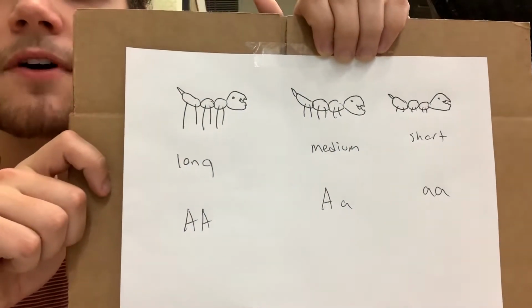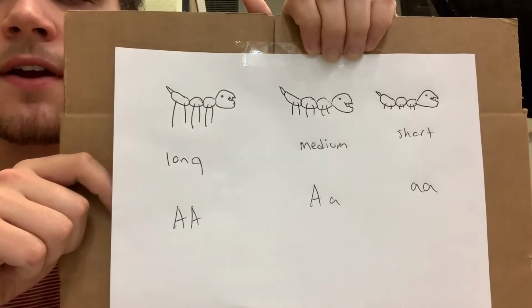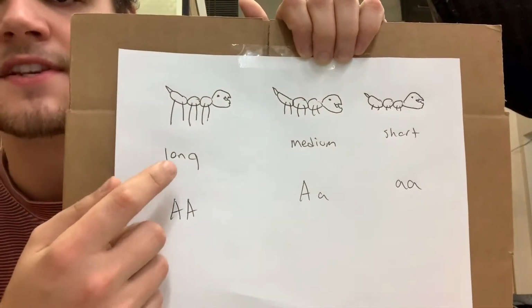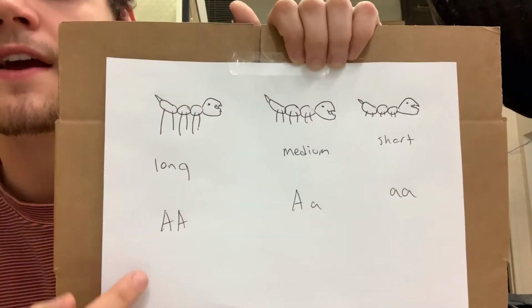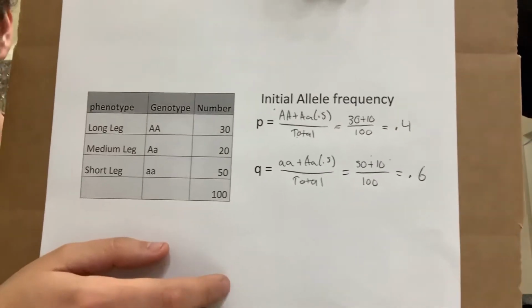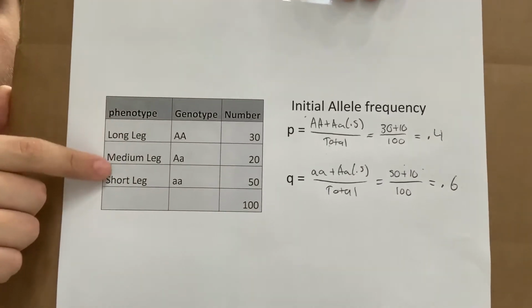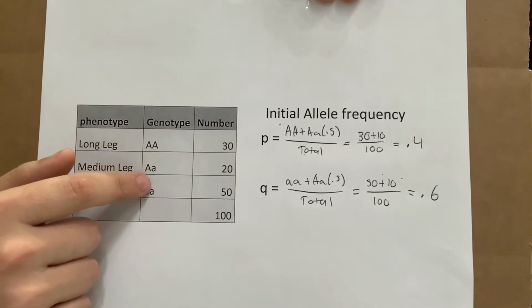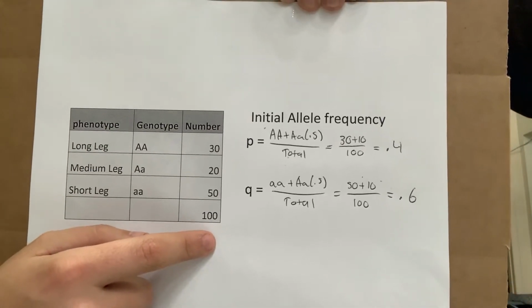This video is an example of selection of a population in Hardy-Weinberg equilibrium using ants as an example. The ants have 3 different phenotypes: long leg, medium leg, and short leg, and these are the genotypes that accompany each phenotype. Now, to calculate our initial allele frequencies, we have each phenotype and the number of ants that show each phenotype, also the genotype accompanying, and our total number of ants, which is 100.